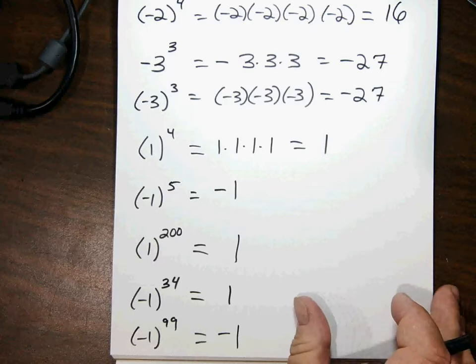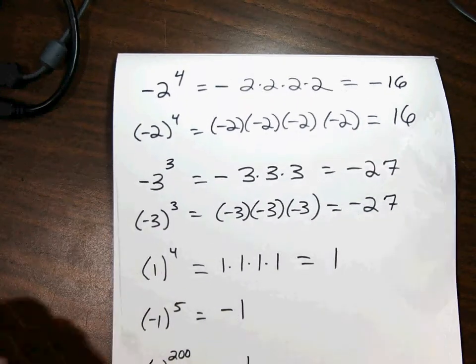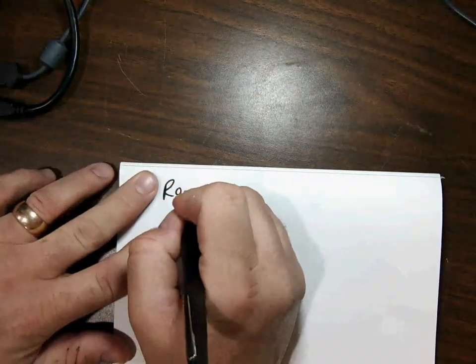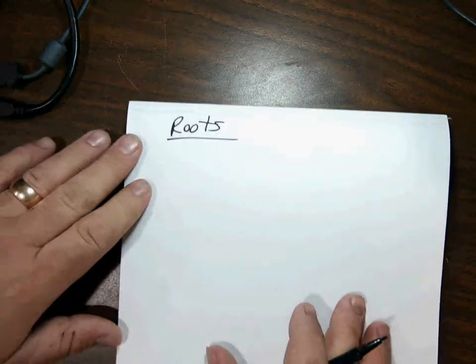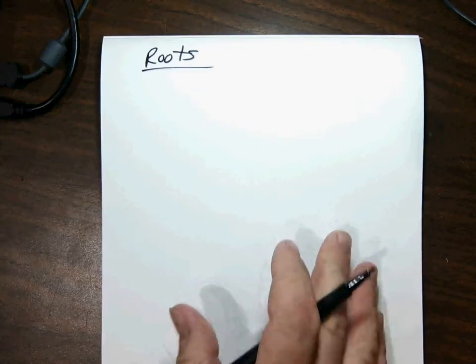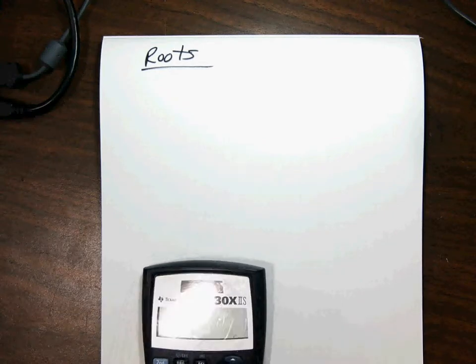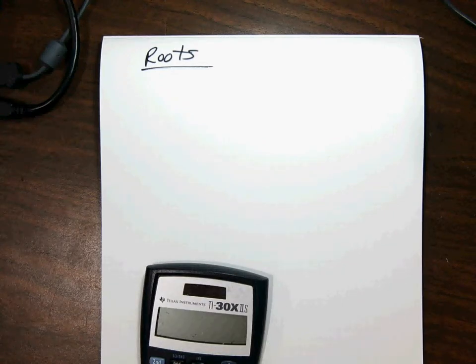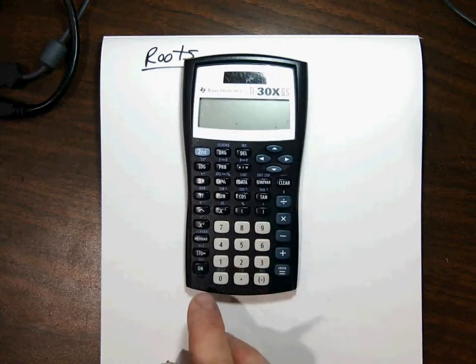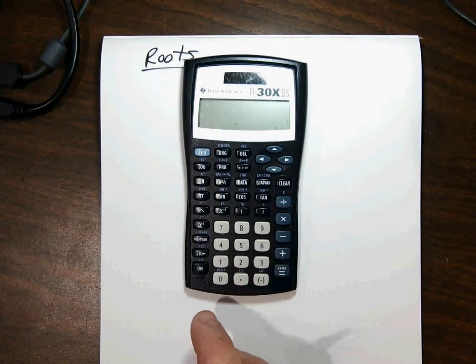The reverse process of this exponent process is called taking the root of something. Okay, roots. Probably the most common exponent out there is the exponent of 2, the square exponent. And actually, before I dive into roots, let me go back. Let's look at the calculator. Now again, I don't have your exact calculator handy.